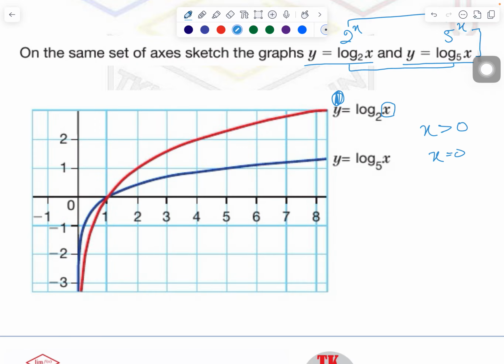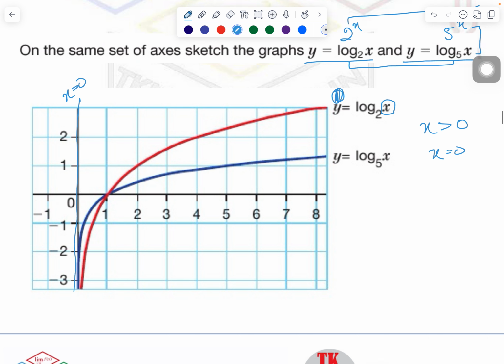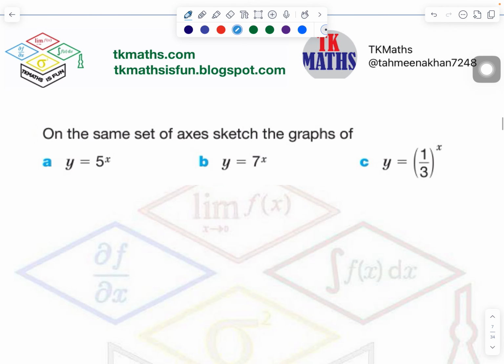So x equals 0 is which line? The y-axis. This line is called x equals 0. So that's why your asymptote will be x equals 0, because the values should be on the right side. Correct? So now let's sketch this graph. If you want to put the video on pause and try out these sketches, you can. Right? So I'm sketching it here now for you.